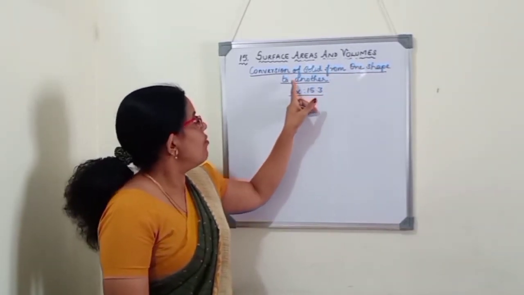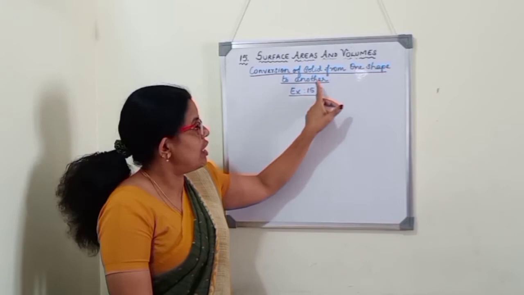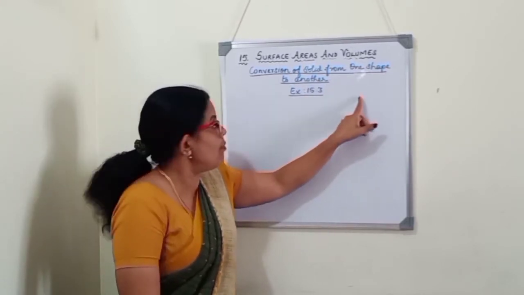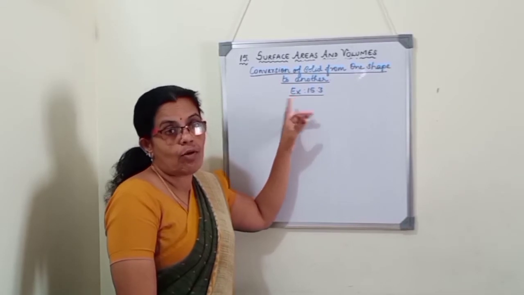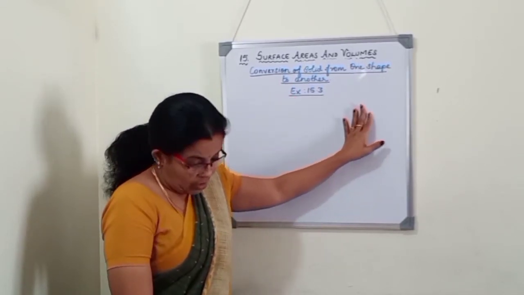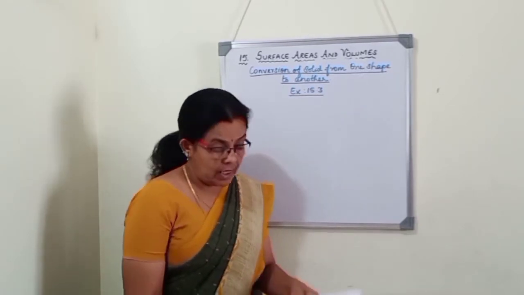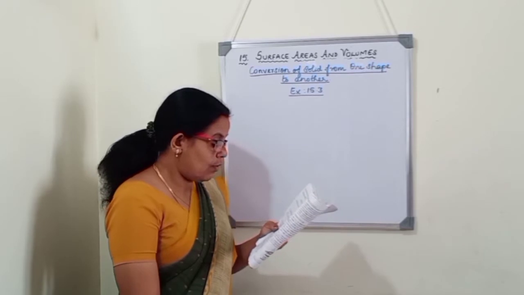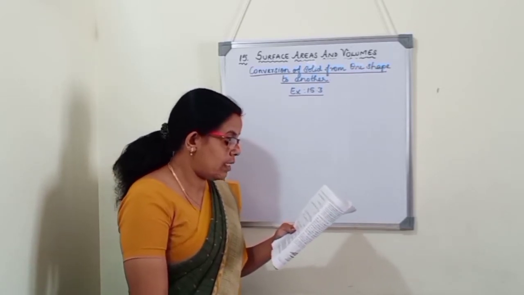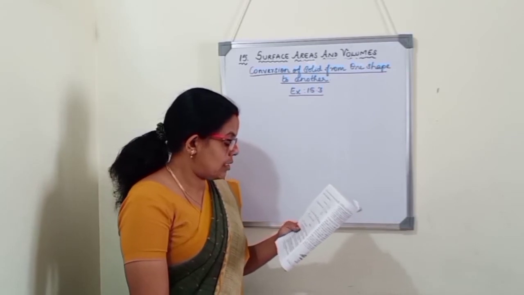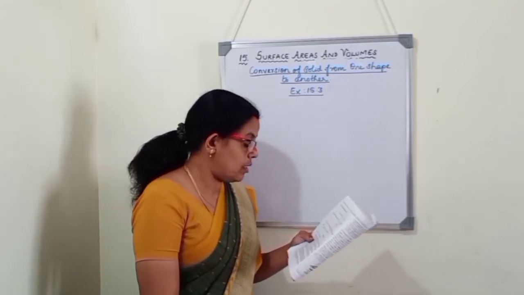When we convert a solid from one shape to another shape, when we melt something and make another shape, volume will be the same. We are only changing the shape of the solid, but volume will remain the same. So the first question we'll see in the third exercise. A metallic sphere of radius 4.2 cm is melted and recast into the shape of a cylinder of radius 6 cm. Find the height of the cylinder.